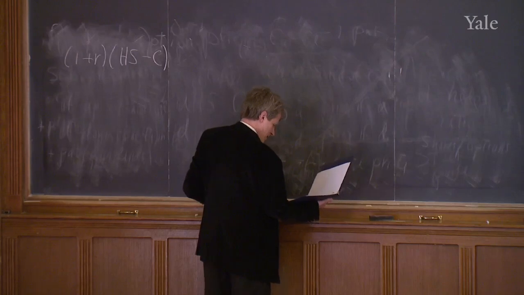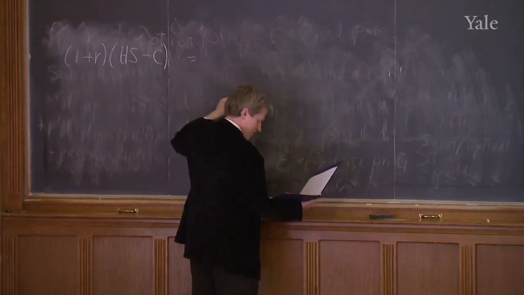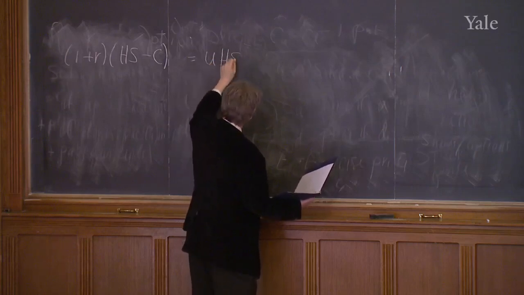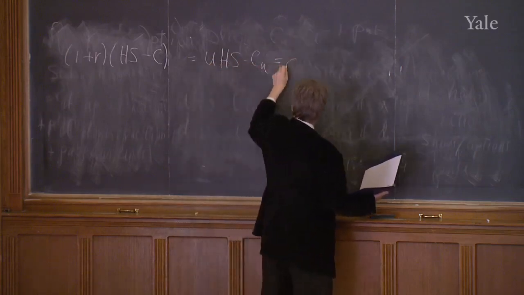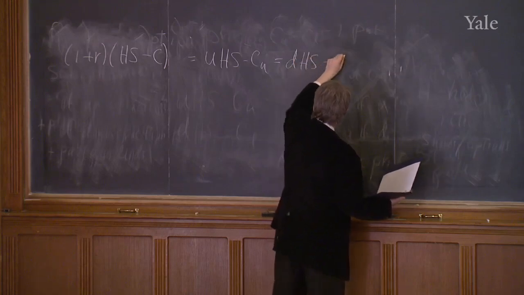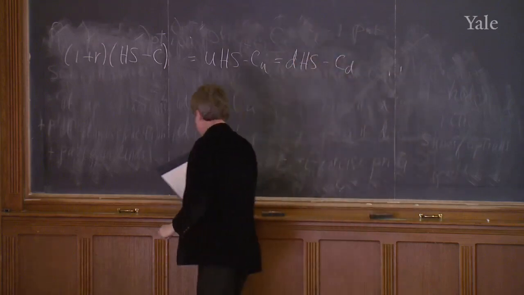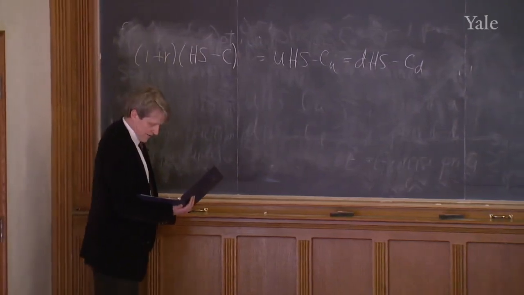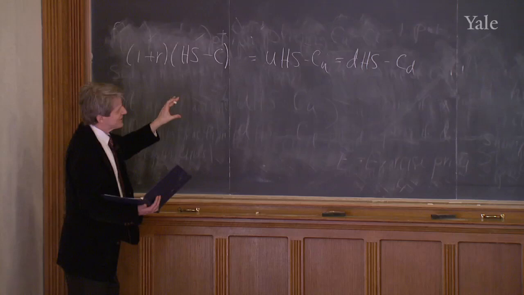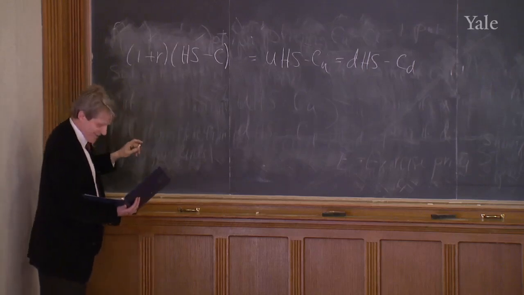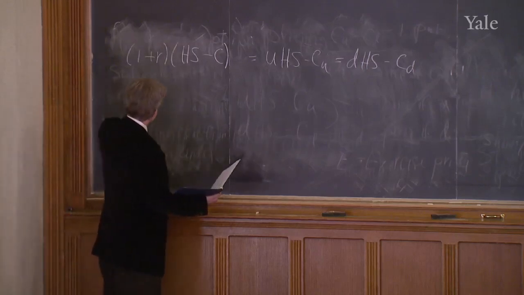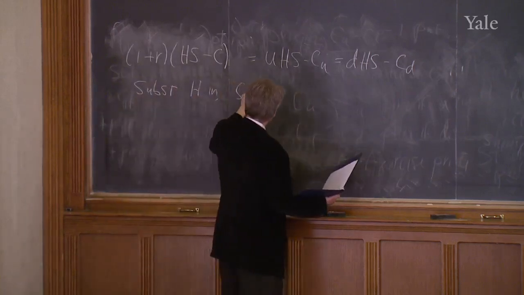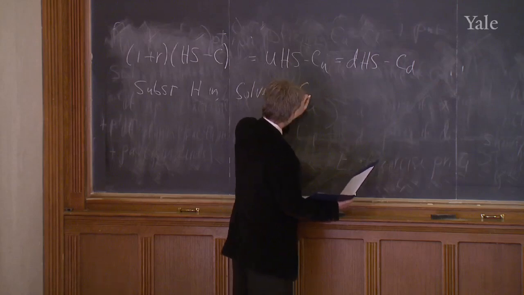That has to equal the value of the portfolio at the end, which is either u h s minus c sub u, or d h s minus c sub d, the same thing. So I've already derived what h is, and I substitute it into that, and I solve for c. So substitute h in and solve for c, and we get the call price.